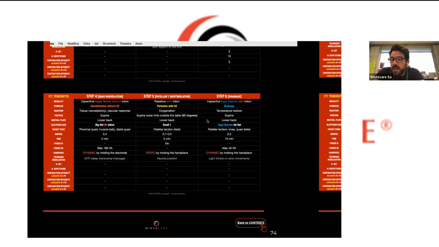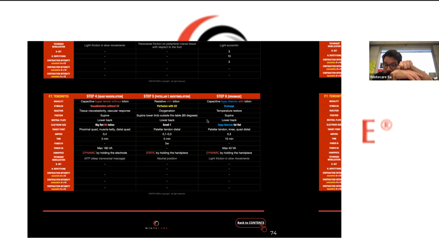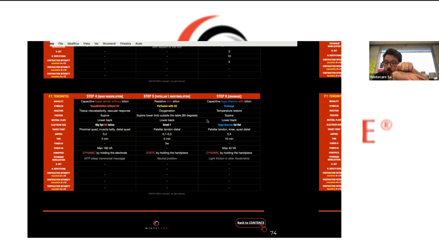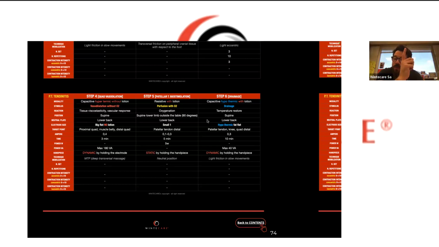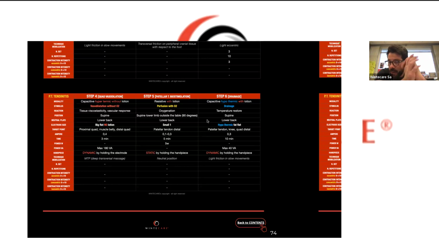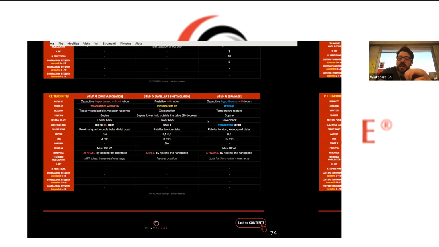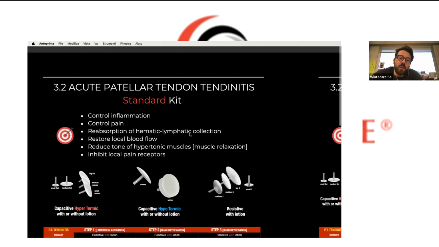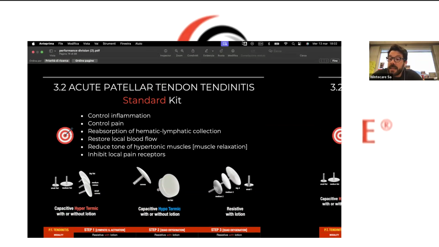Dynamic, by holding the electrode. So we hold the handpiece and we move slowly from distal to proximal, trying to follow the lymphatic ganglia. Okay, so this would be the process for a lymphatic drainage. Once again, this was the acute patellar tendon tendinitis.